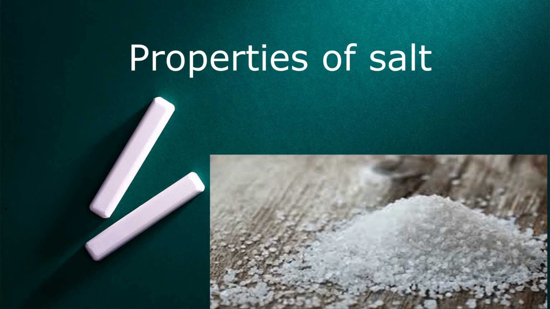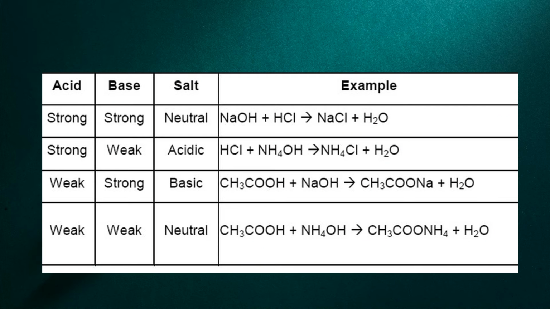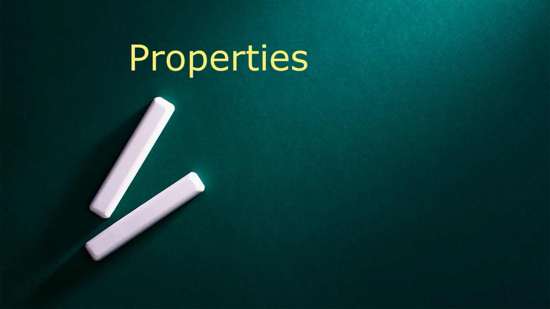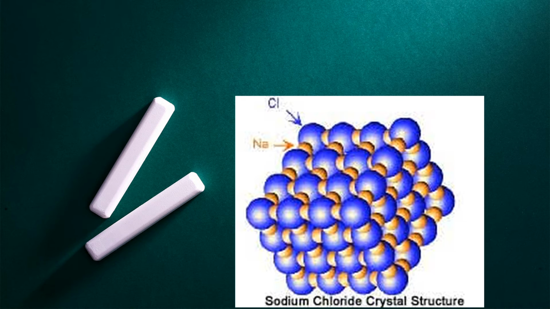Properties of salts. Salts form by the combination of acid and base through a neutralization reaction. The acidic and basic nature of salts depends on the acid and base combined in the neutralization reaction. The most common salt is sodium chloride or table salt, which forms by the combination of sodium hydroxide, a base, and hydrochloric acid.